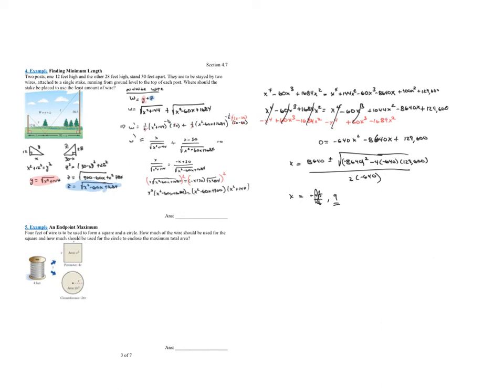You ready for the worst part? How do we prove that this is a minimum? We need to prove that this is a minimum. So what do we do to prove that this is a minimum? Well, to prove that this is a minimum, we need to do the first derivative test or the second derivative test.